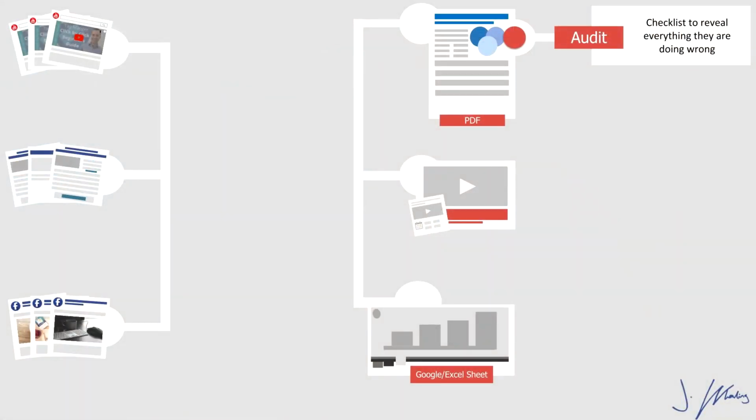So there are 3 different types of lead magnets we have here. The very first one is going to be some sort of audit. Essentially, this is a PDF that goes through a simple checklist that reveals everything that they're doing wrong.